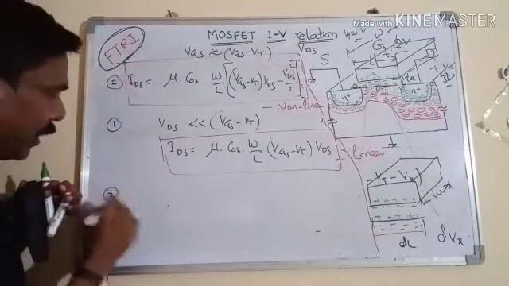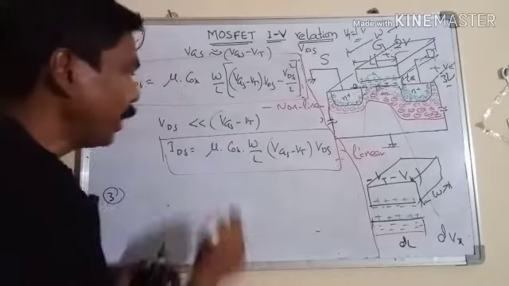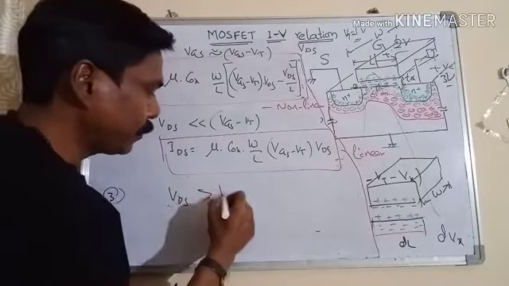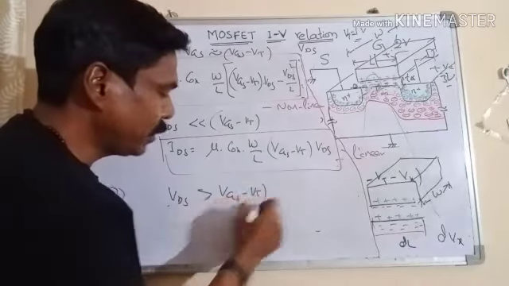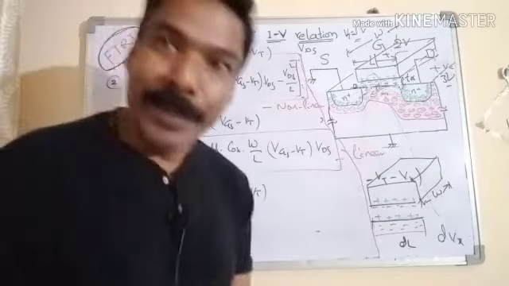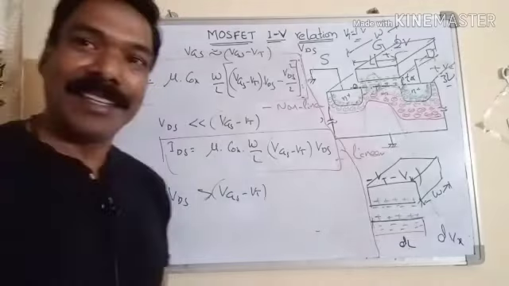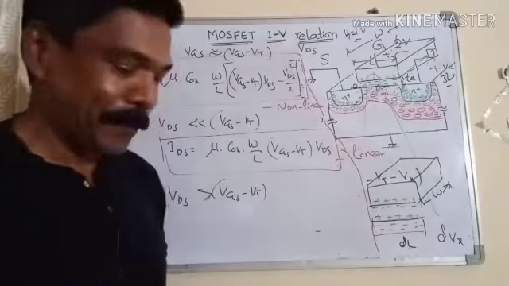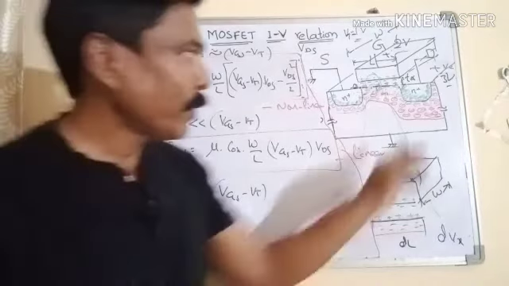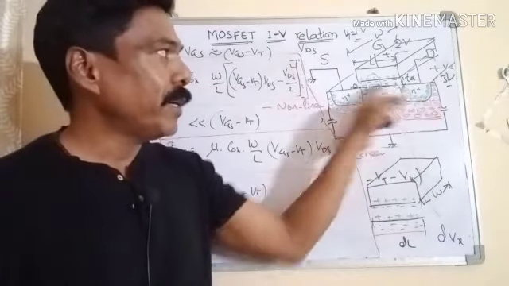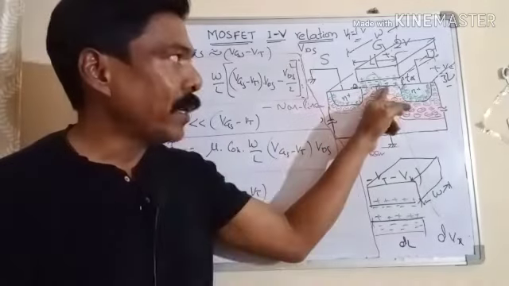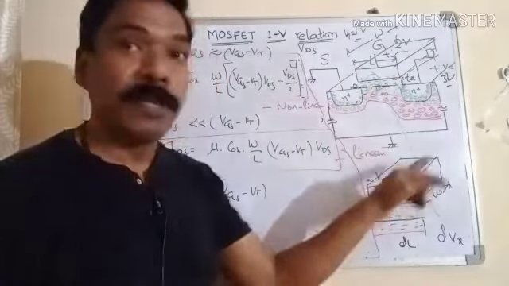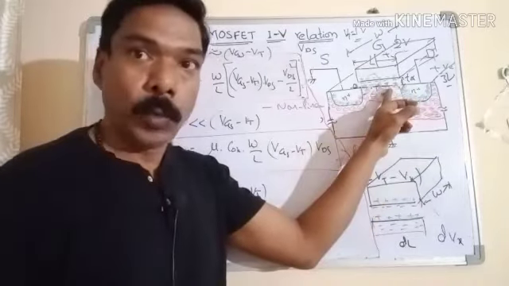So the third case is when VDS, drain to source voltage, is greater than VGS minus VT. What will happen? What will happen when VDS is increasing further, more than VGS minus VT? So as I told you in the beginning, when you keep on increasing drain to source voltage along the channel, a position comes where the channel support voltage, that is Vg minus Vt minus Vx, becomes 0.